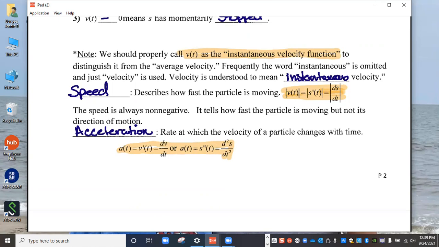You do that probably in physics, yes? This is why you don't take physics.